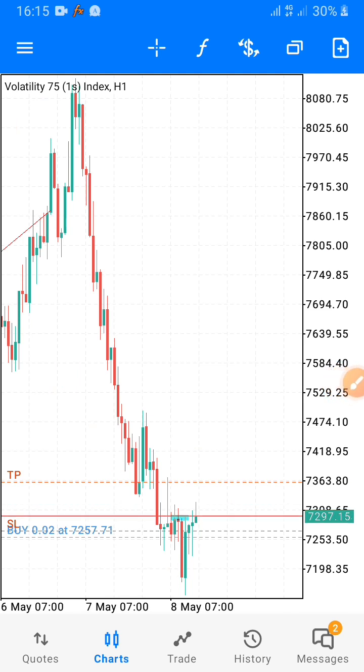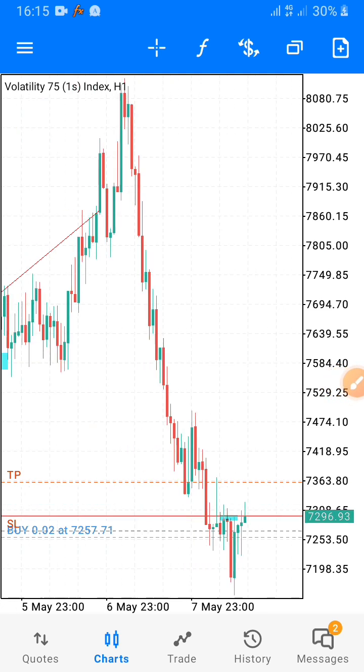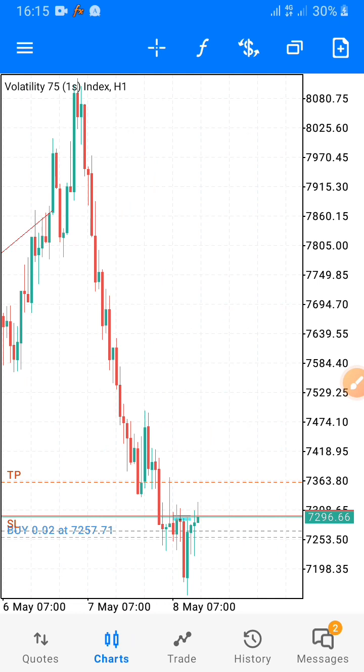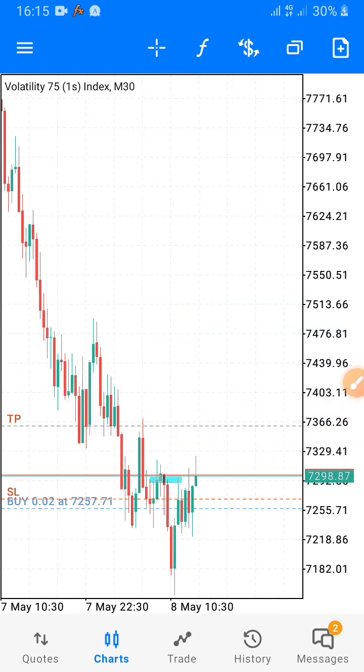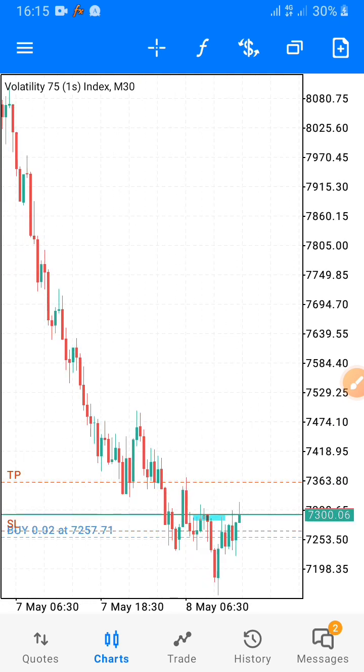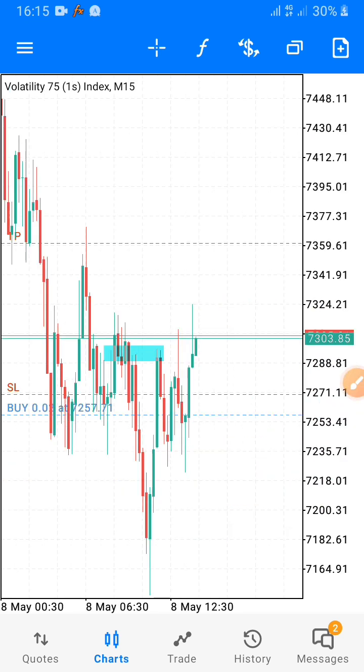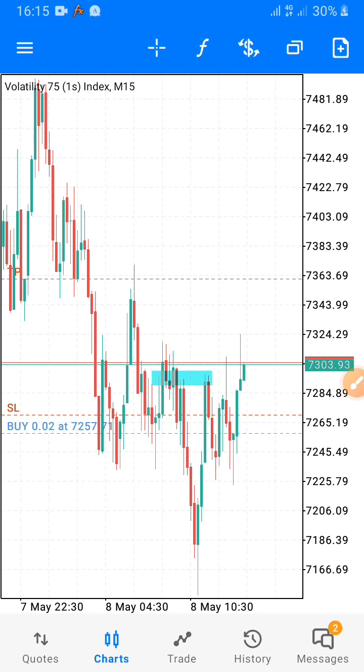And as you can see on a small time frame, and this is 1 hour, it looks like this. I don't know how to explain this, but for me it looks beautiful. Then I go on this time frame, which is a 30-minute time frame, but I really don't see anything good. But when I came to 15, I was like, yeah, it's looking good for me.